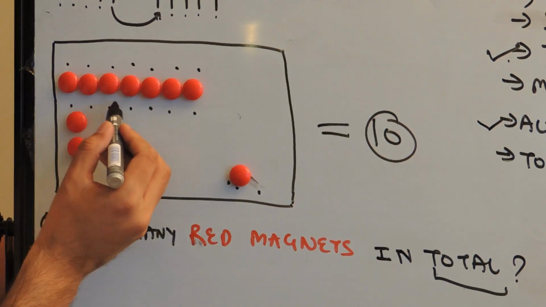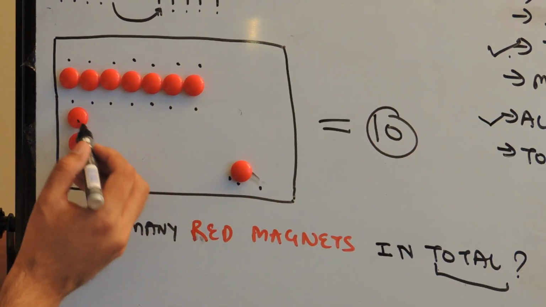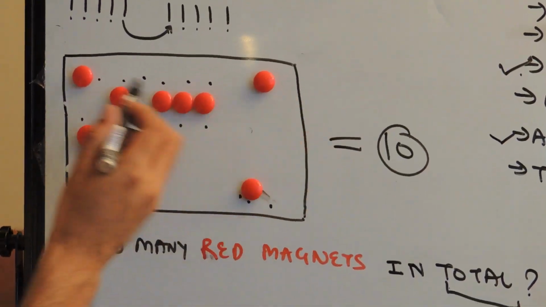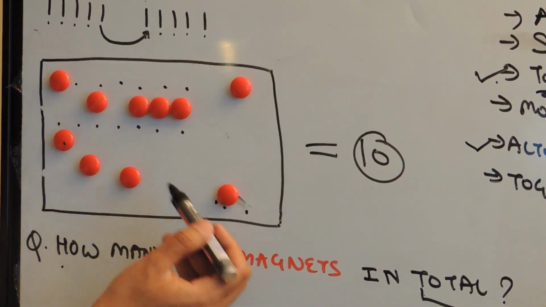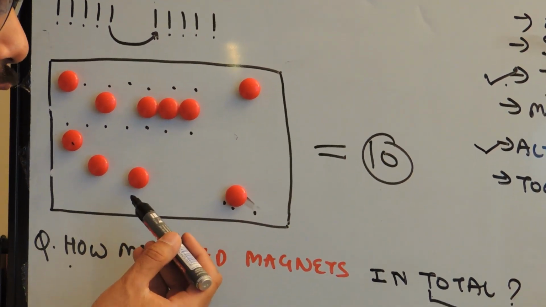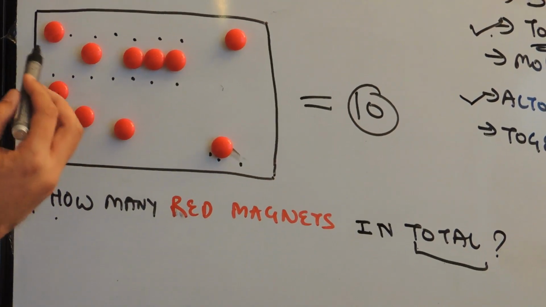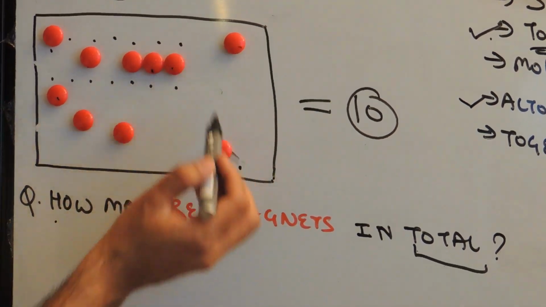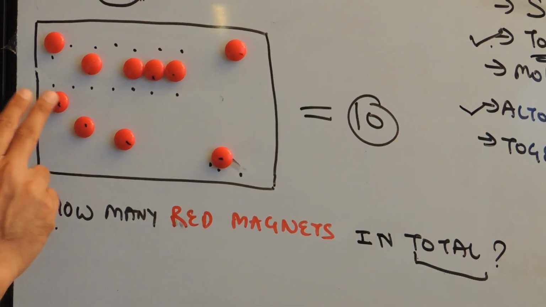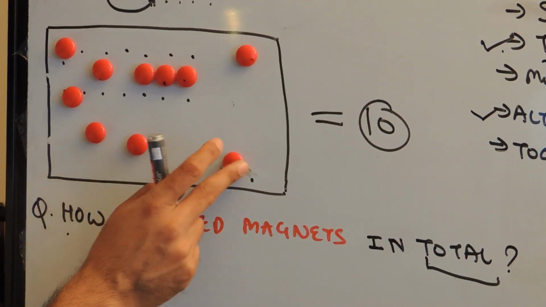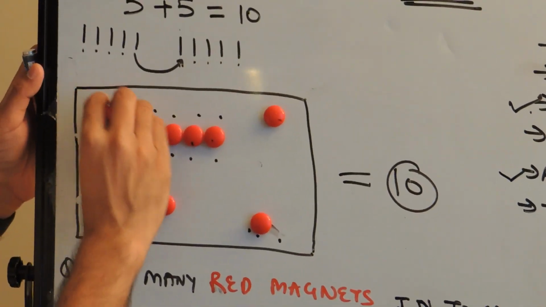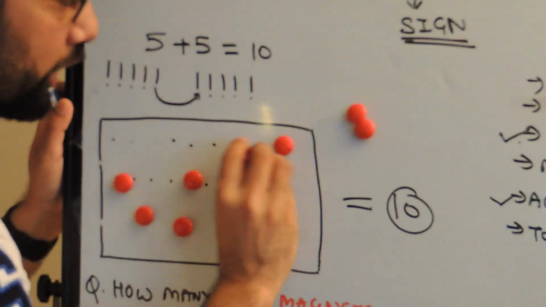Okay. So 1, 2, 3, 4, 5, 6, 7, 8, 9, 10. Doesn't matter wherever these magnets are, as long as they are present inside the box. How many are in total? 10. Right, 10. So that's what we are doing, right, kids? So what are we going to do now? We are going to perform sums related to these magnets, okay?